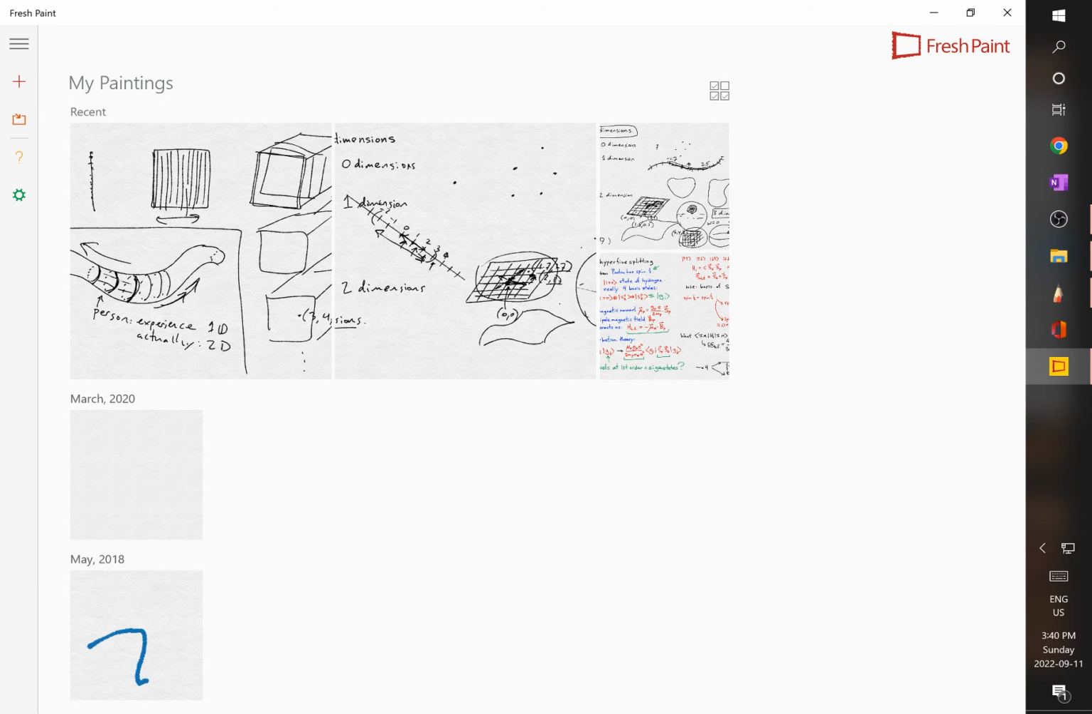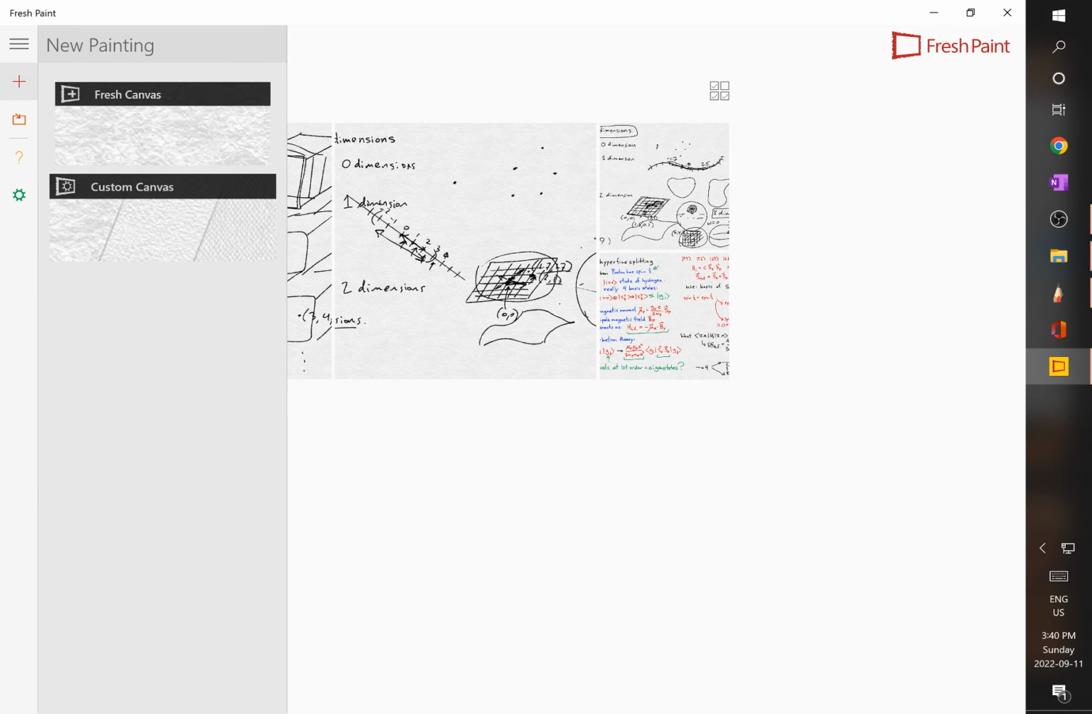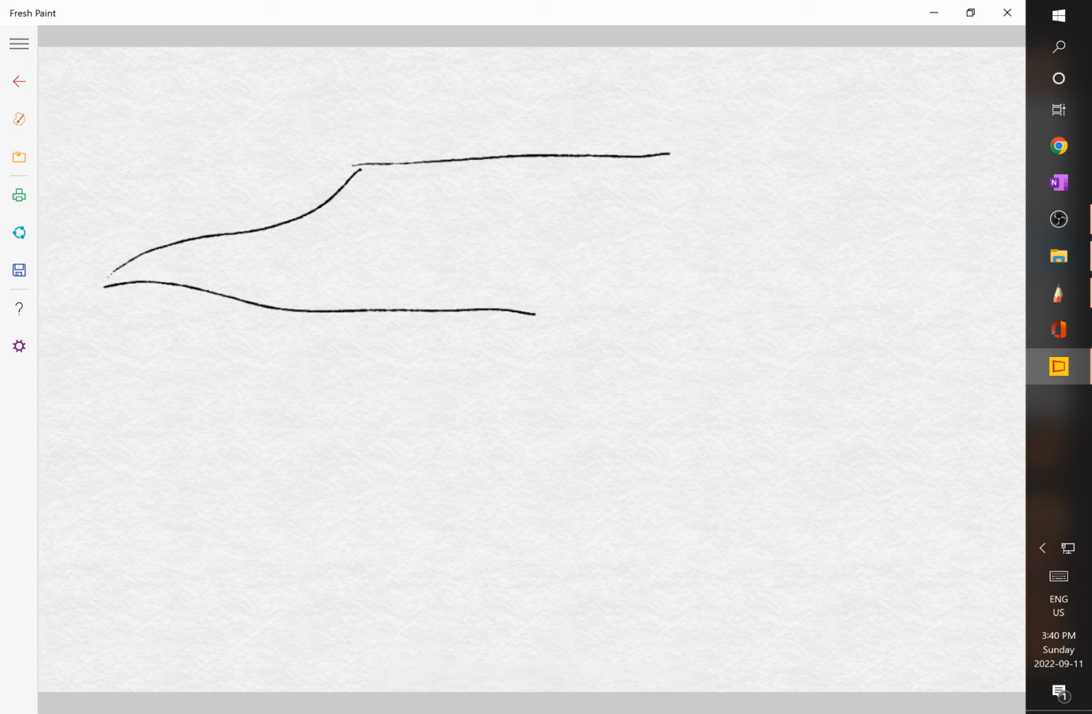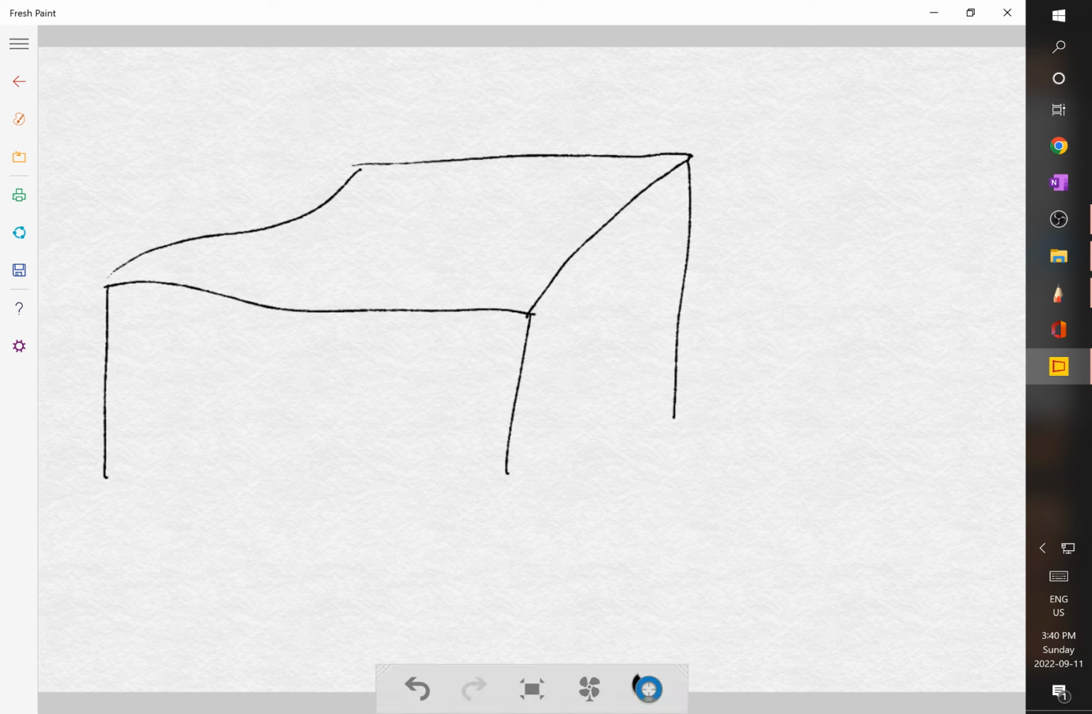So I'll get myself a fresh canvas here. Choose the pen. Okay, so here's the second scenario. In this scenario, I'm going to tell you about some creatures that think that they live in 2 dimensions, but actually they really live in a 3-dimensional universe. So imagine that there's something like part of the ocean, a body of water. And then you have these creatures that float on the surface of the water.